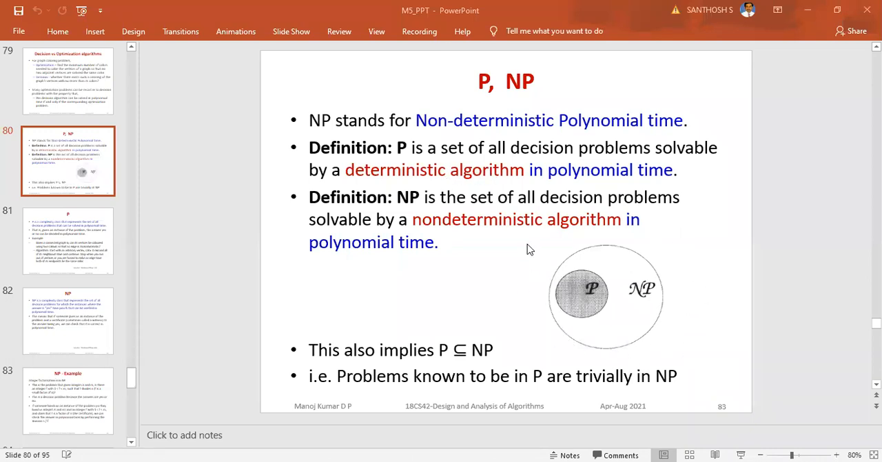This implies P is a subset of NP. Keep in your mind, P is a subset of NP. The problems known to be in P are trivially in NP. The problems solved by deterministic algorithms all lie inside NP, so inside NP you are finding some P.